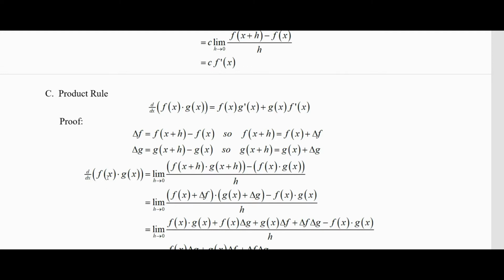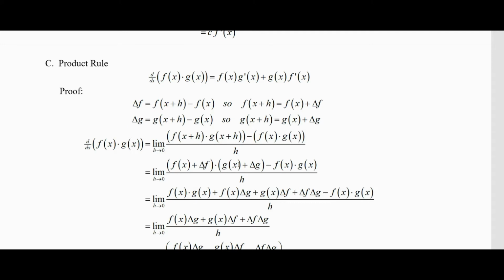So when I do the derivative of f times g of x, then that's f times g of x plus h, which is f of x plus h times g of x plus h, minus f of x times g of x, all over h, and then take a limit as h goes to 0. Now I'm going to replace f of x plus h as f of x plus delta f. And I'm going to replace g of x plus h as g of x plus delta g.